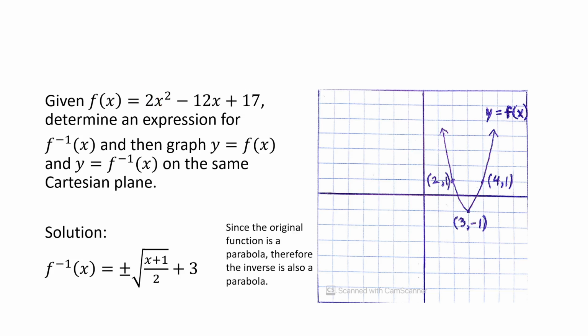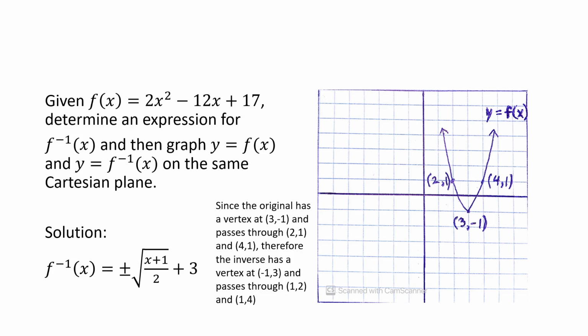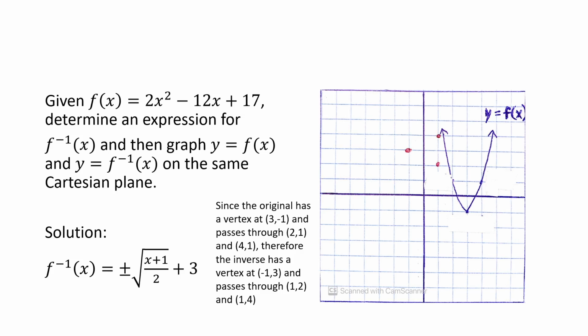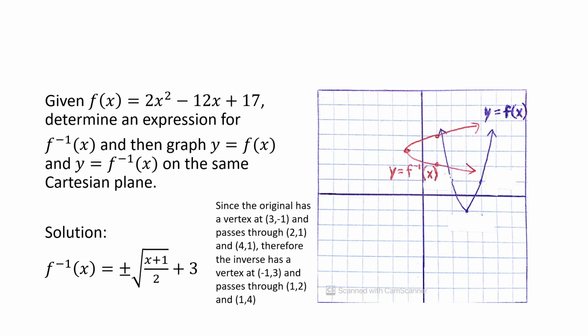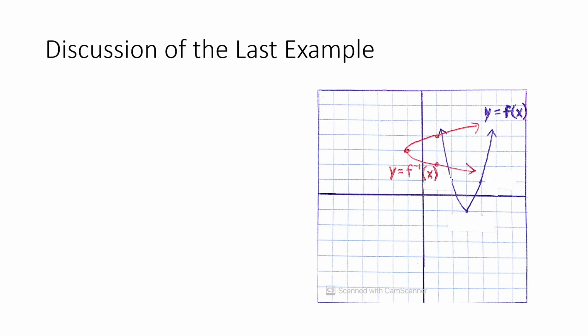Okay, so here we go. Since the original function's a parabola, the inverse is also a parabola. Since the original has a vertex at (3, -1) and passes through (2, 1) and (4, 1), therefore the inverse has a vertex at (-1, 3) and passes through (1, 2) and (1, 4). So this is what the inverse looks like.